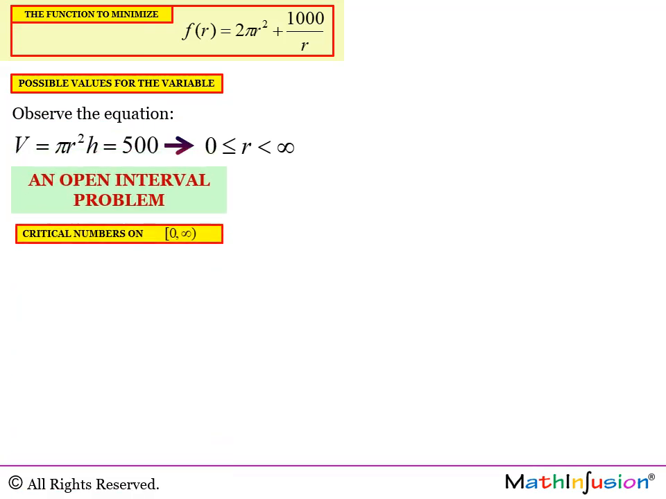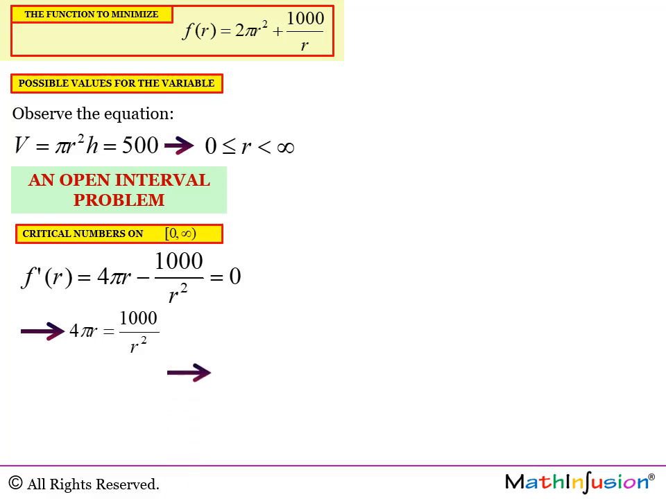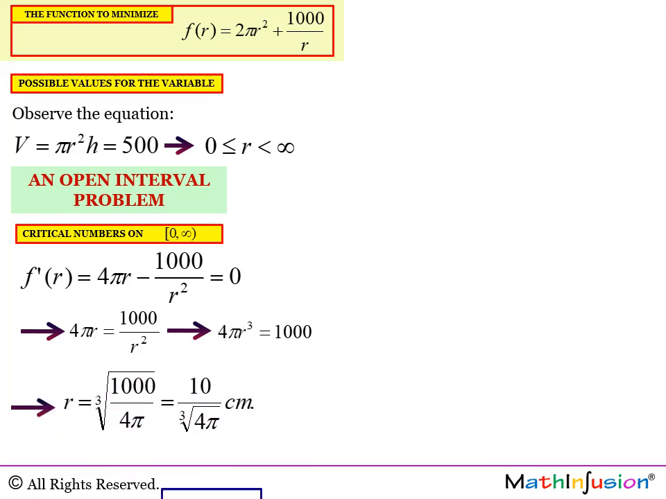Let's find out the critical number or numbers. Well, the derivative is this. Let's solve for 0. Okay, so you multiply by r to the power of 2 both sides, and you get that. Yeah, it looks pretty nasty, but you know what? This is the r. So r is 10 over the cubic root of 4 pi centimeters.